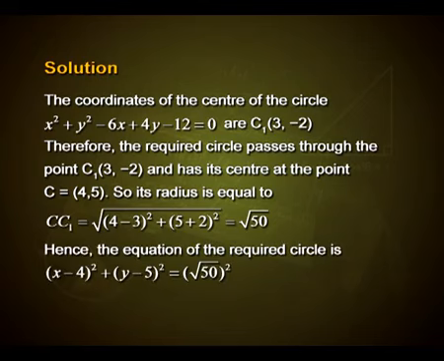Hence, the equation of the required circle is (x − 4)² + (y − 5)² = (√50)², or x² + y² − 8x − 10y − 9 = 0.